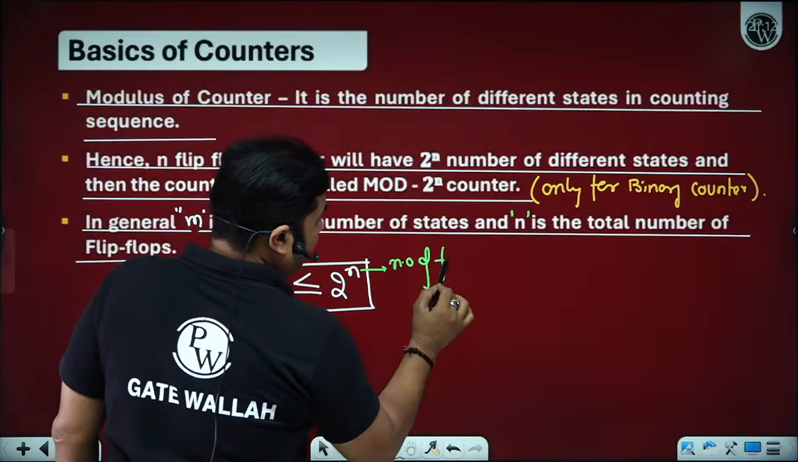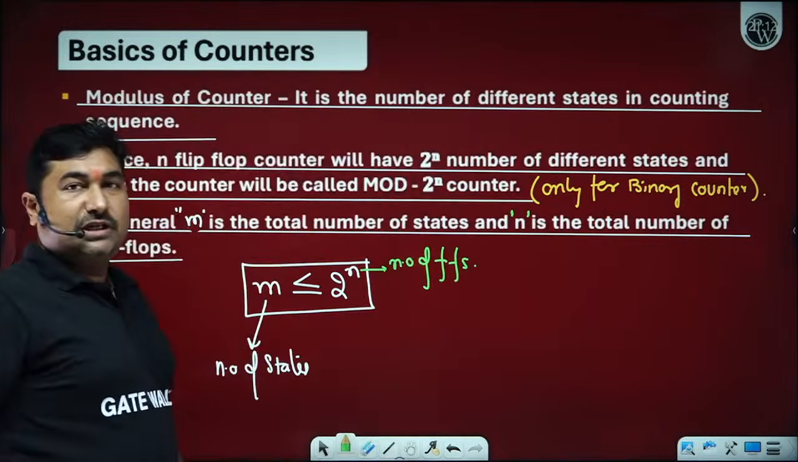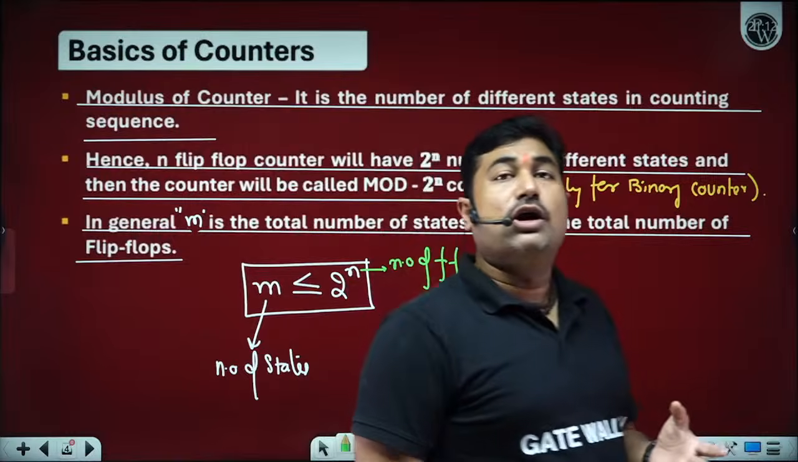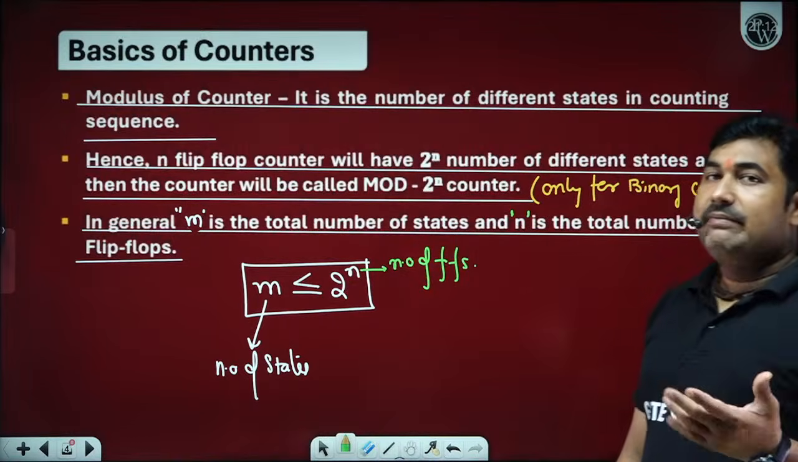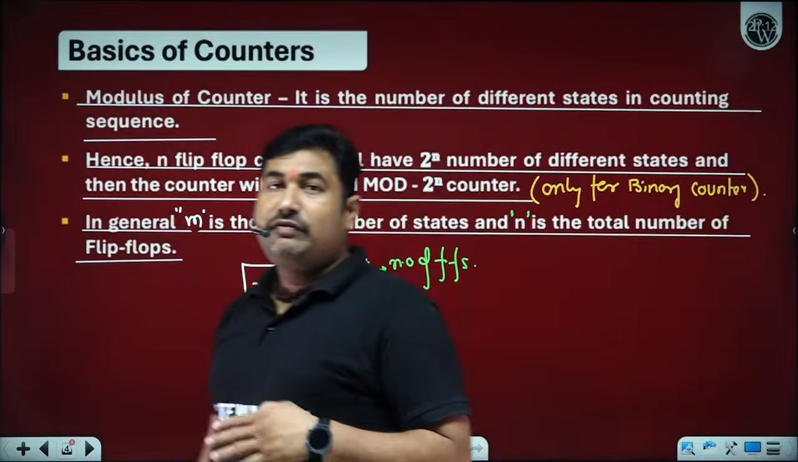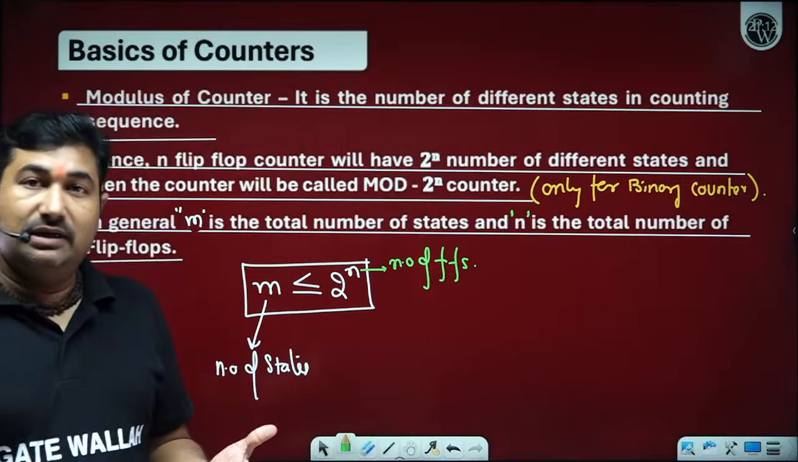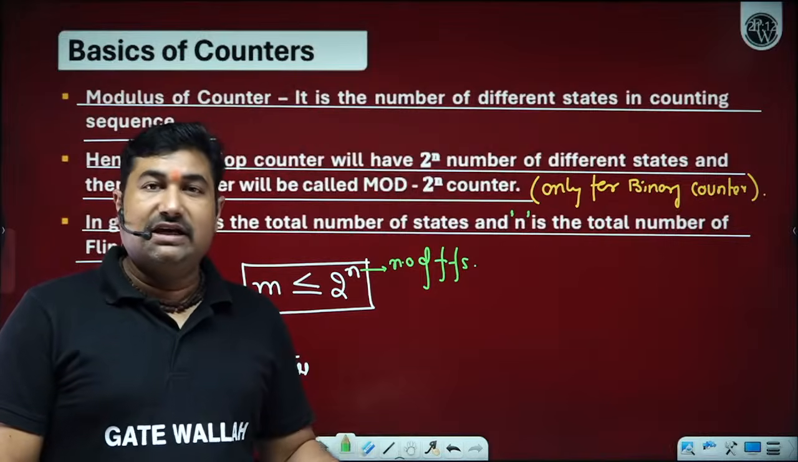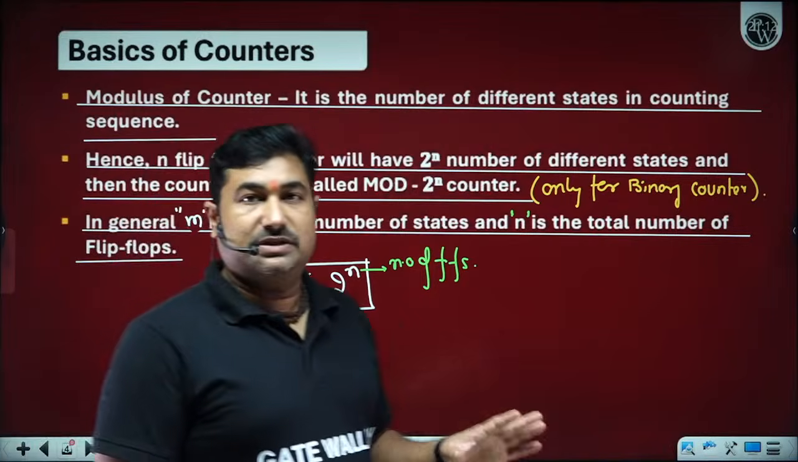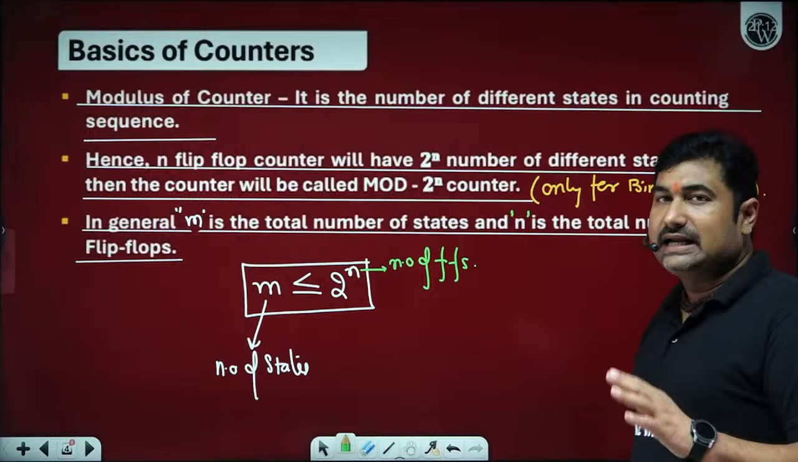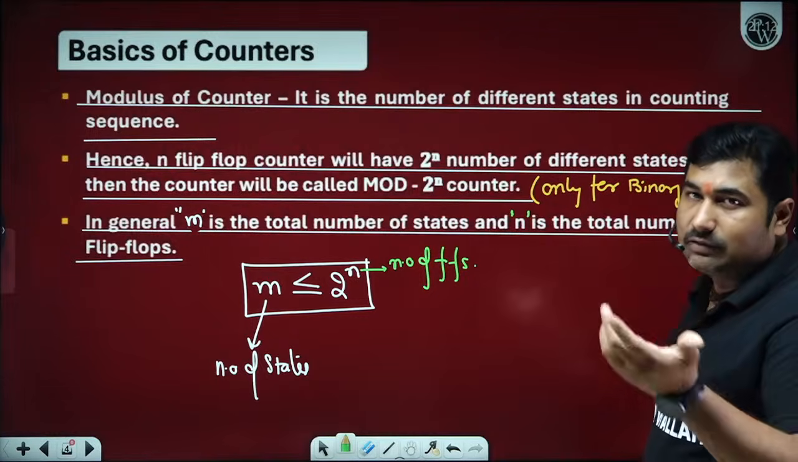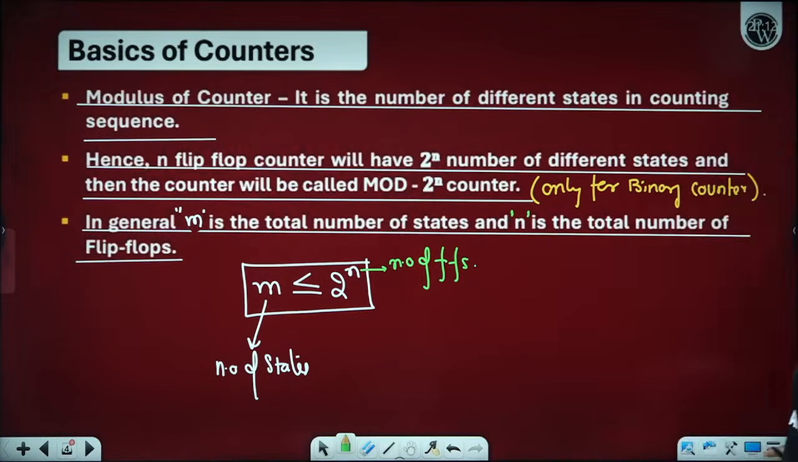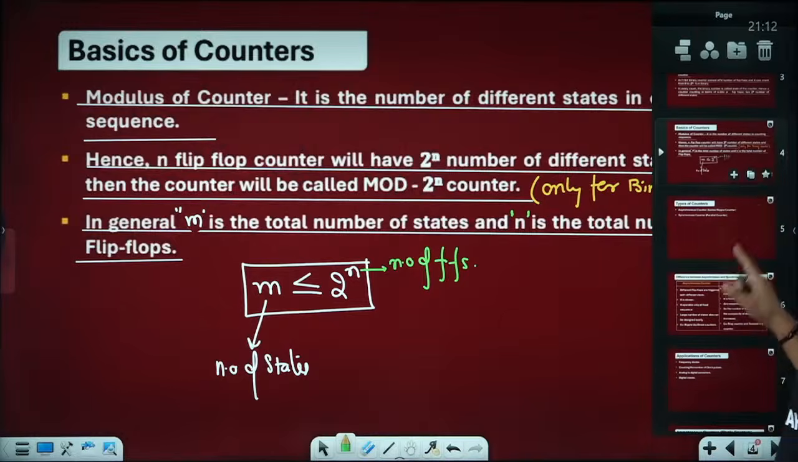Suppose we want to design a mod 4 counter, then it can be designed with 2 flip flops. If we want to design a mod 5 counter, then we need 3 flip flops, because for 5 states we must need 3 flip flops. Is it okay? There are some unused states as well, and that is not a binary counter anymore. How many of you are able to understand up to this part, beta ji?